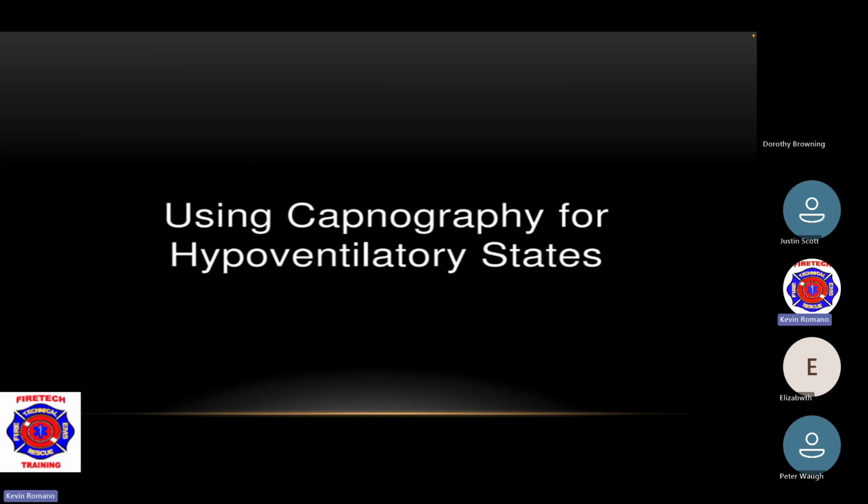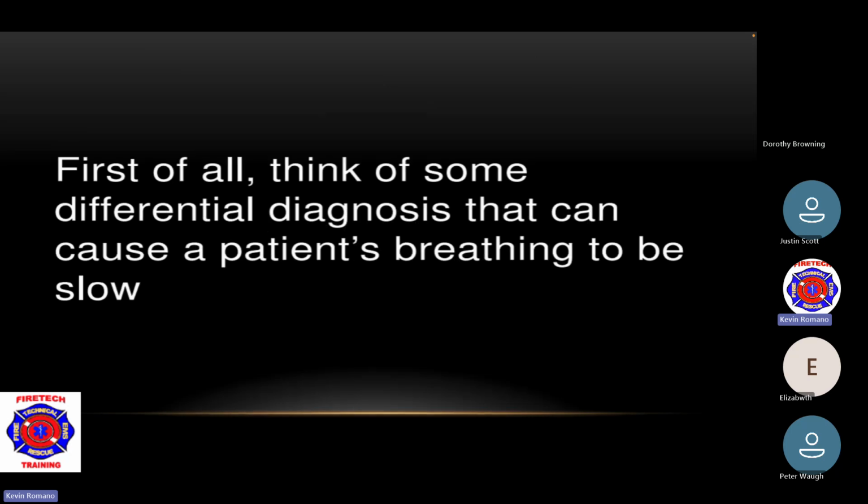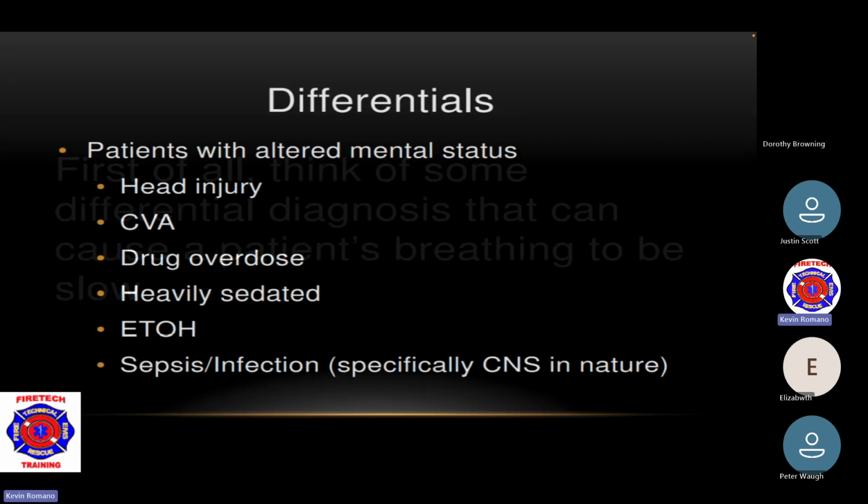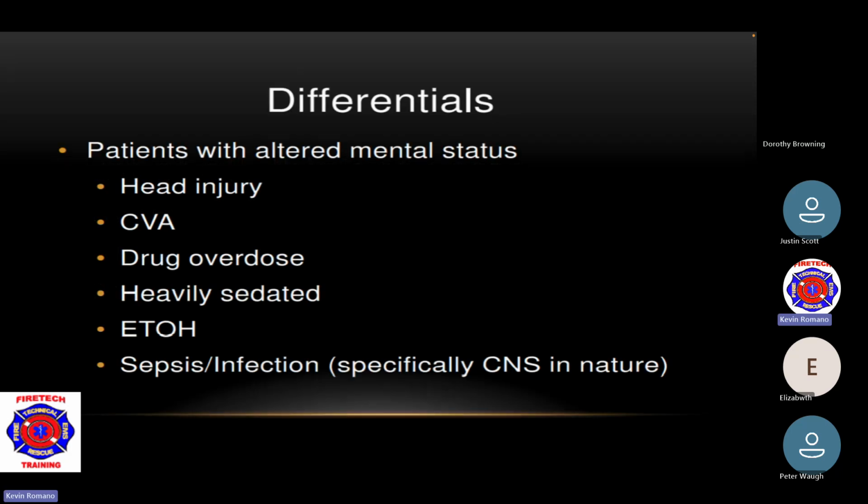Using capnography in hypoventilatory states. First of all, what are the famous differential diagnoses that can cause a patient to breathe slow, right? Patients with altered mental status, like head injury, CVA, drug overdose, heavily sedated, ETOH, sepsis or infection, especially CNS in nature. These are all differentials you need to think about that can cause a patient to be hypoventilating. And how can we fix that?